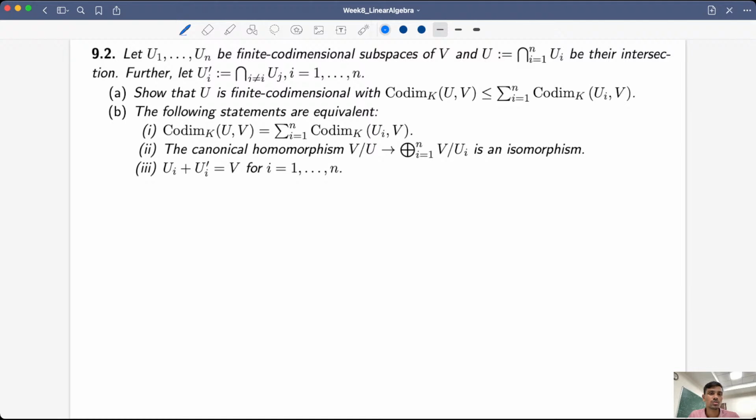And further you consider Ui prime, so we will not use this Ui prime. So let me just, I don't need this one.